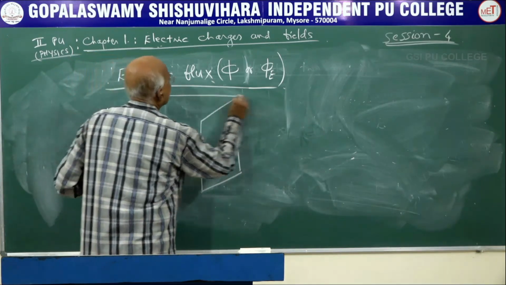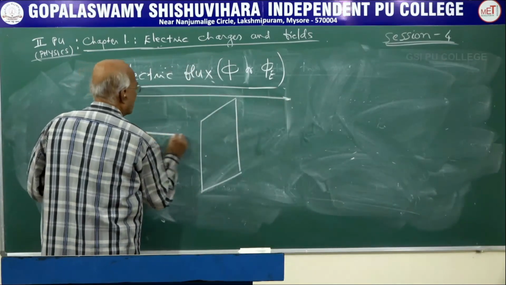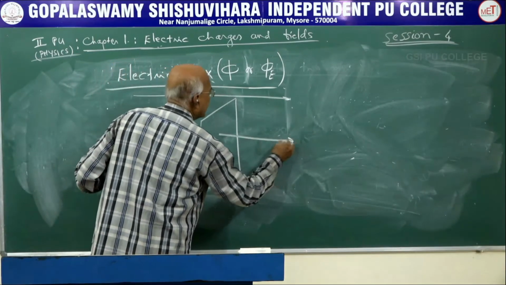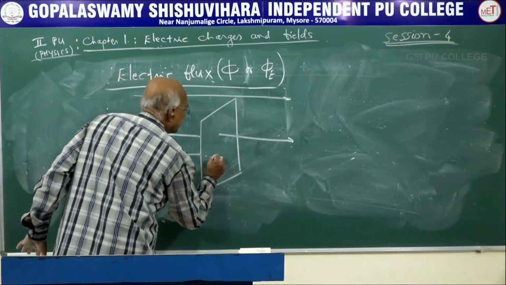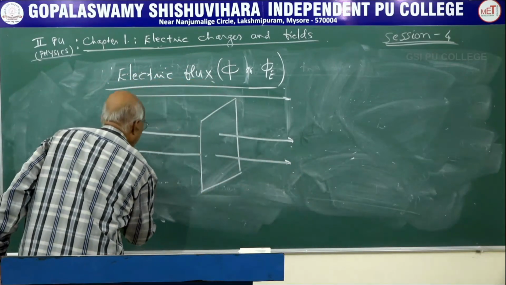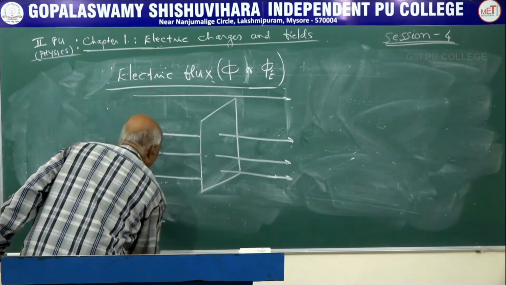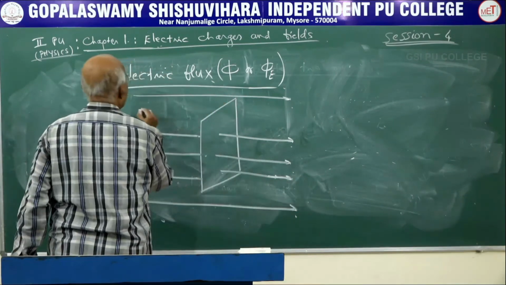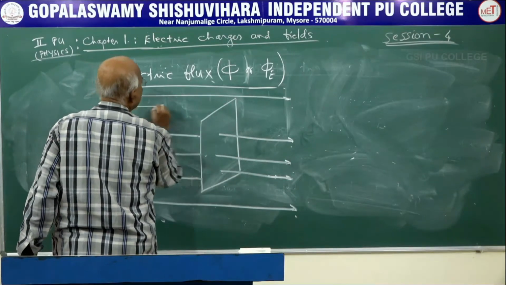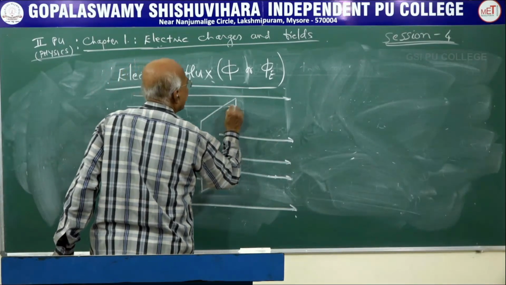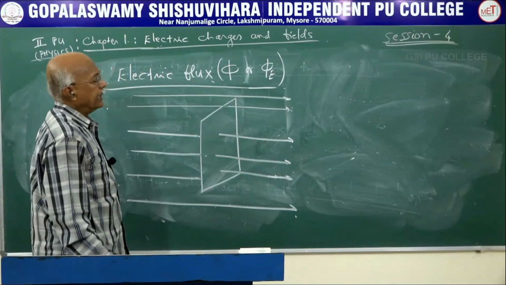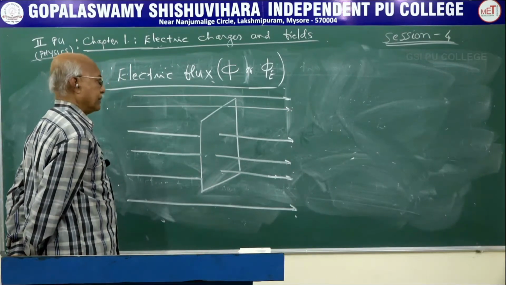Now we will write like this. These are the parallel lines we are going to draw. This is the direction in which the parallel lines have been drawn. Since the lines are parallel, it indicates that a uniform electric field is available.